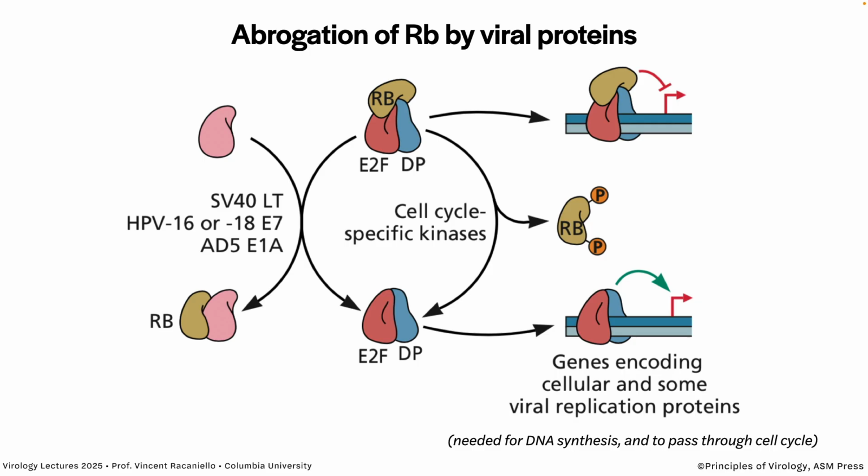But if you have viral proteins antagonizing RB, you will now be able to activate those promoters, which are E2F dependent, and they will make proteins that are needed for DNA synthesis and for passage through the cell cycle. So that's how RB works. It represses the genes you need for cell division. And the viruses counter it by binding RB.